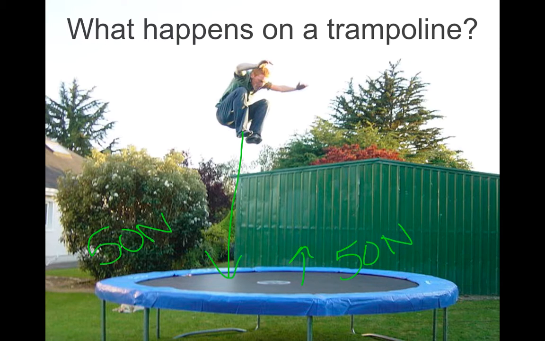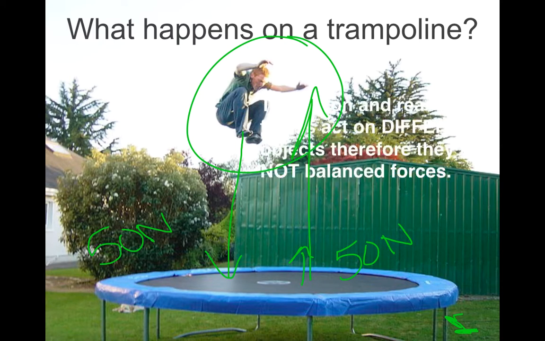Now, the guy is going to go flying into the air. Force equals mass times acceleration. However, he's applying 50 newtons of force to the trampoline, but the trampoline isn't moving. It's not sinking into the ground. Remember, to have acceleration, we have to have unbalanced forces. And remember, the ground is also applying a force on that trampoline, which counterbalances that. So the only unbalanced force is applied to the guy.